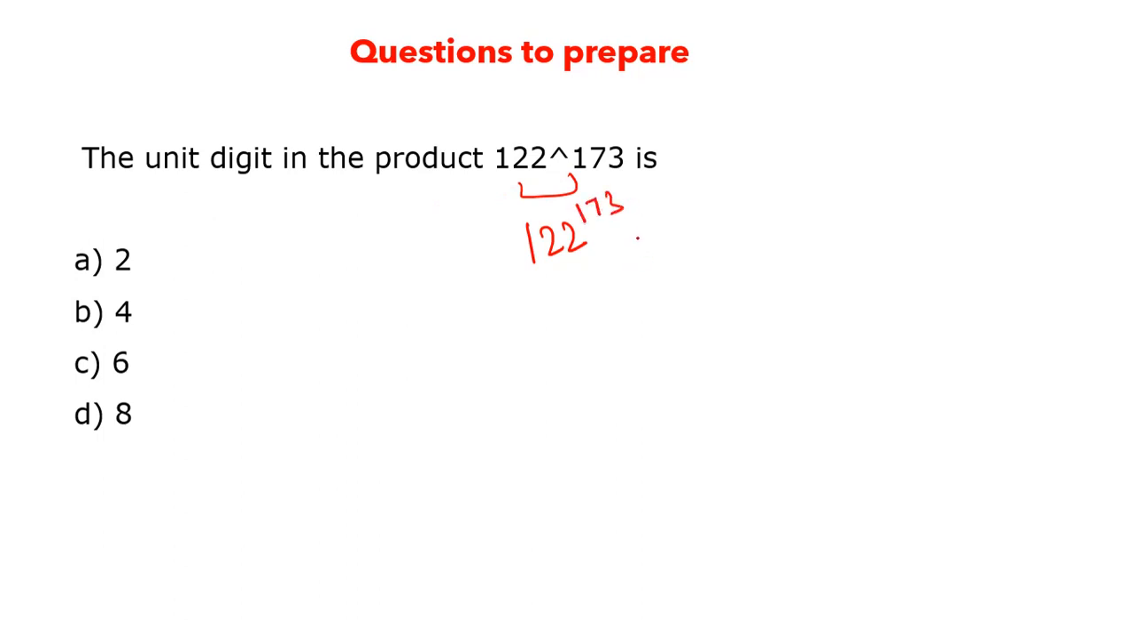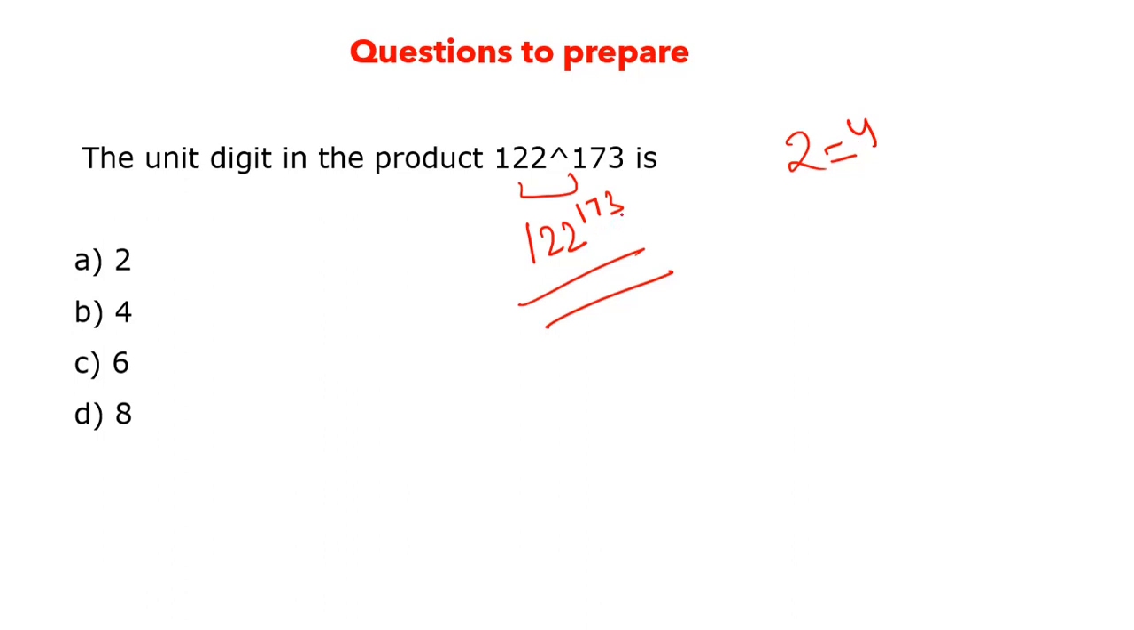So here we will use the concept of cyclicity. So what is the cyclicity of 2? 4, right? We have already discussed in the previous video. If you haven't watched that video, then personally I would say please watch that one, only then will you understand it. So after 4 cycles, 2 is the number that repeats its unit digit pattern.